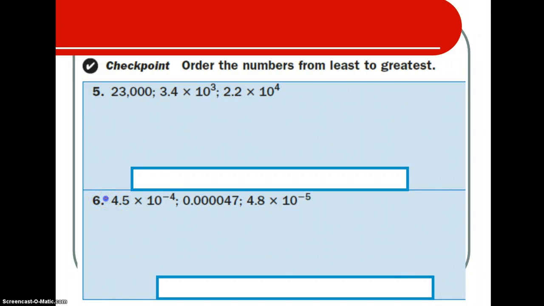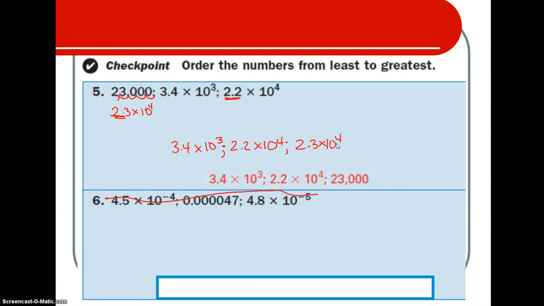Just try number 5. Change this to scientific notation. 2.3 times 10 to the 1, 2, 3, 4. We know 3 is smaller, so we're going to have 3.4 times 10 to the 3rd first. We have 2 4s, 2.2 and 2.3. So we have 2.2 next, times 10 to the 4th, and then 2.3 times 10 to the 4th. Oops, and again, see my mistake? Make sure you're writing it using the original numbers.